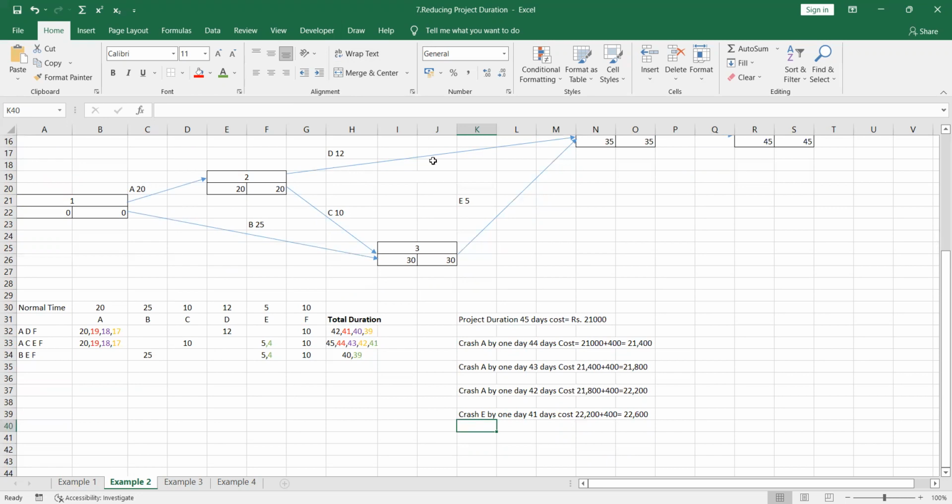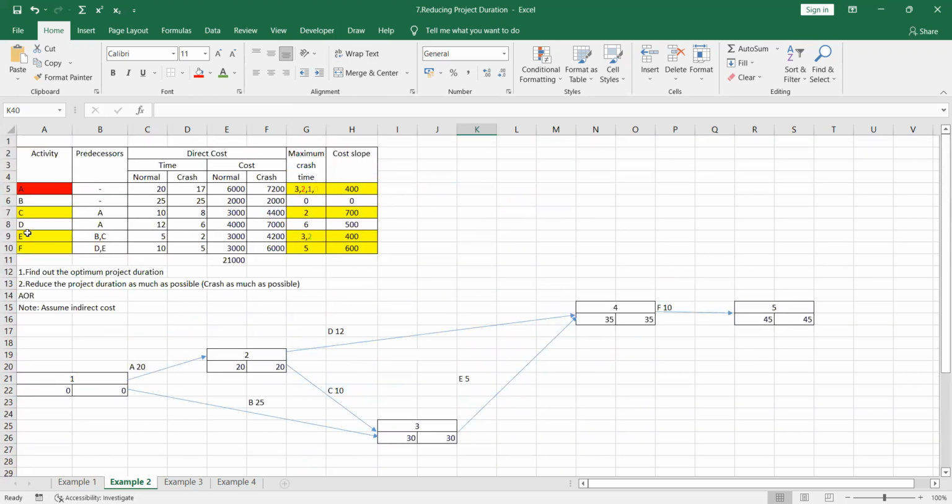So again we have to see. Again ACEF is the critical path. So which activity is having the minimum cost slope? Very good. E activity. So again, E activity is having the minimum cost slope. So I will go to crash the E activity by 1 day again.